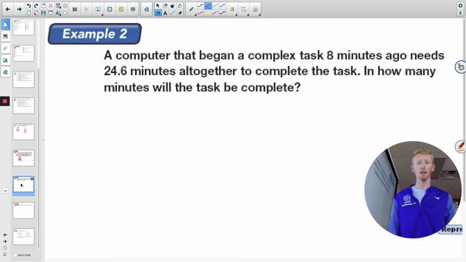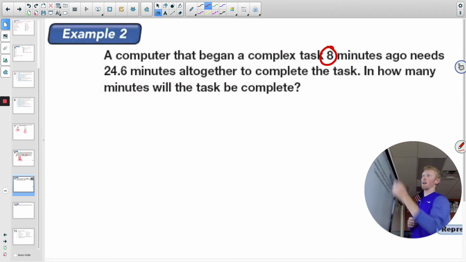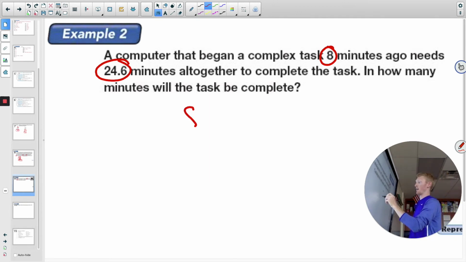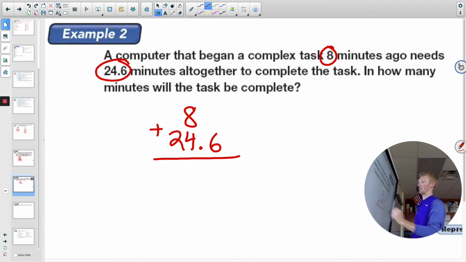A computer that began a complex task 8 minutes ago needs 24.6 minutes altogether to complete the task. How many minutes will the task be complete? So here I'm adding 8 minutes, which is when this started, and 24.6 minutes. So I can have 8 and 24.6 all lined up. Now I just add them. If you want, you can add a 0 here and a decimal there. You don't have to. You can do it without the 0. So now I'm adding them together.